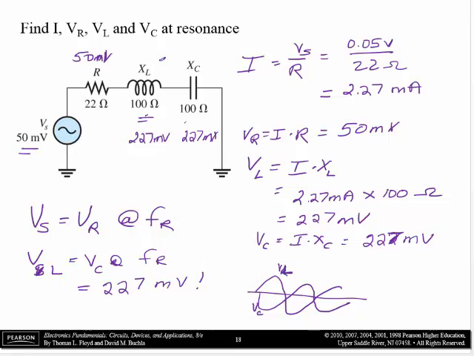Not to say that these two guys don't have voltage across them. Always keep it in mind. It may be resonant, but there are some big voltages across each one of those devices. They're just out of phase with each other, so the voltages will cancel, but they do exist if you were to measure them individually.